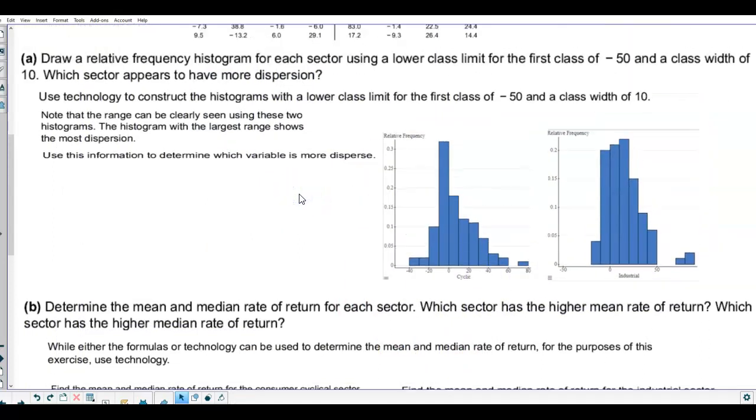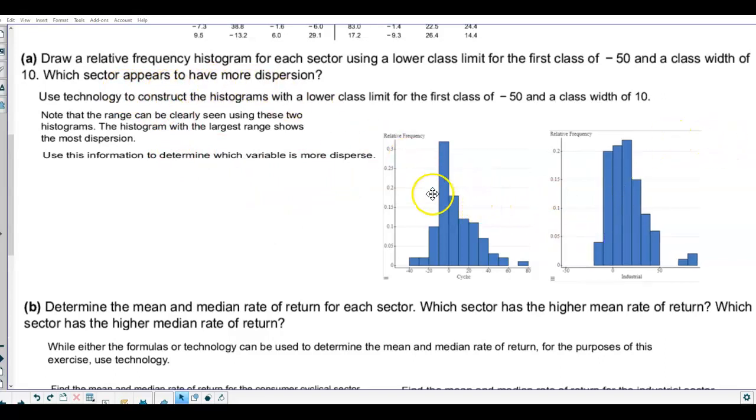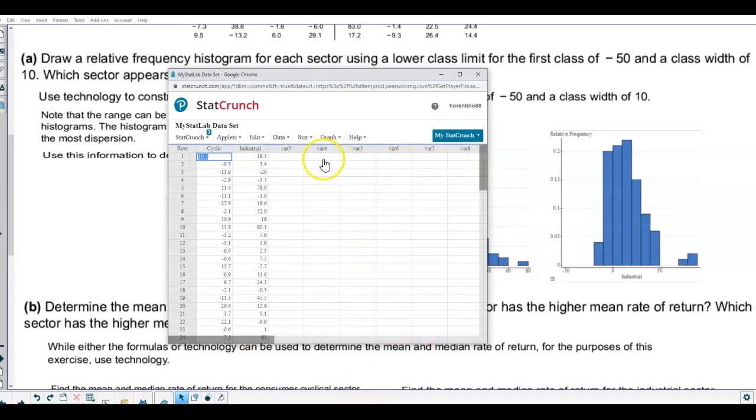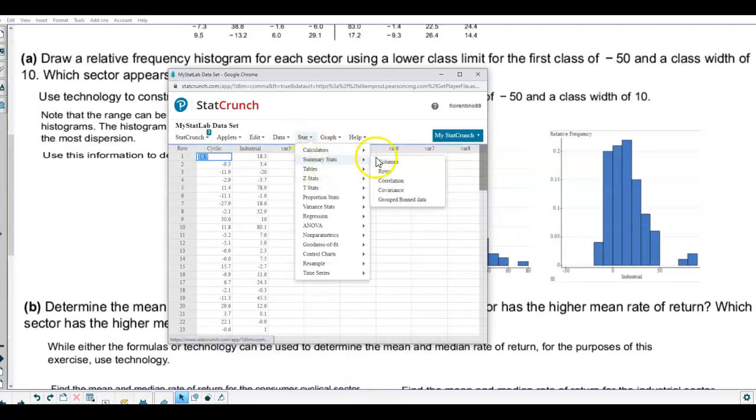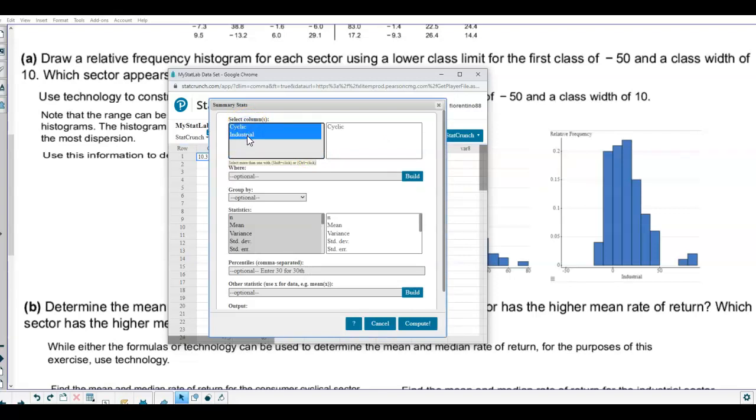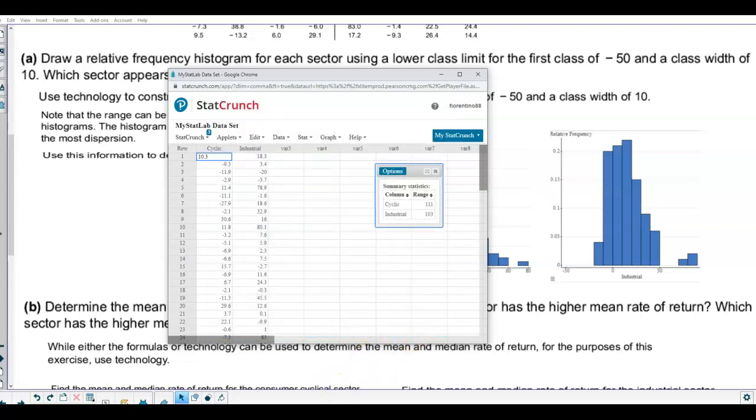Okay, so now the question asks which sector appears to have more dispersion. We can answer that by looking at the graph, since the range can be clearly seen using these two histograms. The histogram with the largest range is going to show the most dispersion. We can also find the range if we wanted to. We can go to Stat, Summary Stats, select Columns, select both, and then compute the range.